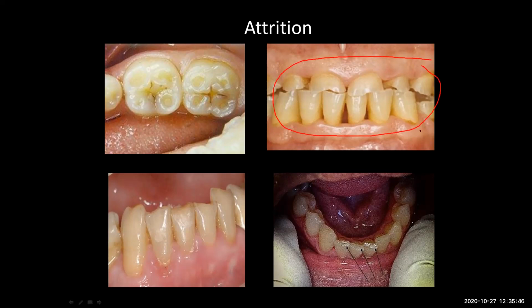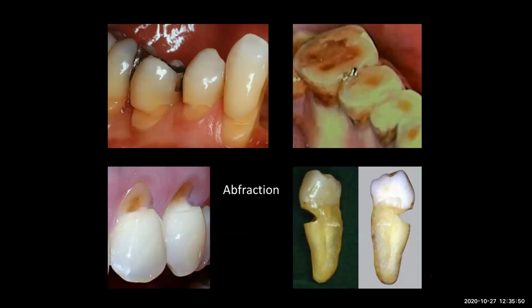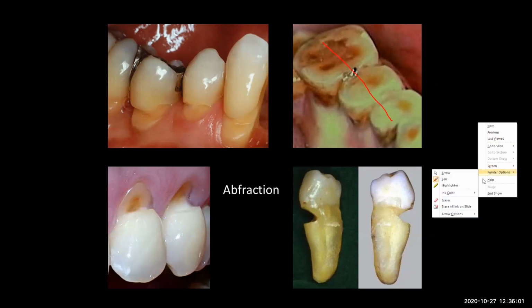Parafunctional habit, attrition. Abfraction. This is attrition here. Look how flat these teeth are. They don't have any occlusal anatomy on them anymore.